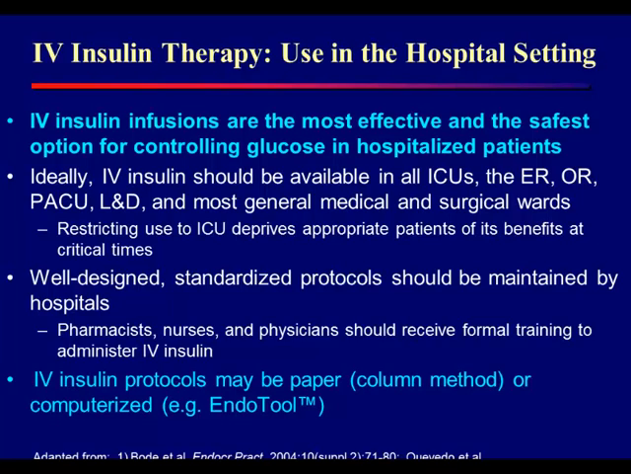Okay. So there are two kinds of ways of giving IV insulin. There's a paper protocol using columns, and if your blood sugar is in this column or you're resistant in this column, it tells you, based on that one blood sugar, what your IV insulin rate should be. The other way is a computerized program.